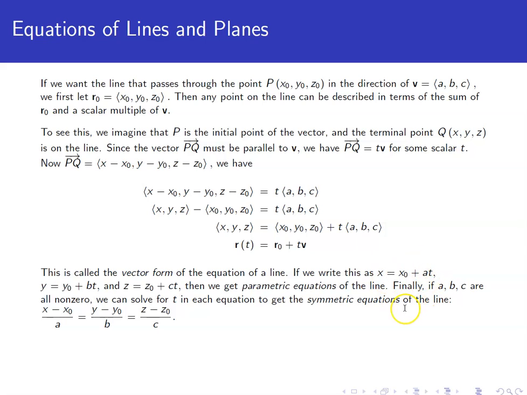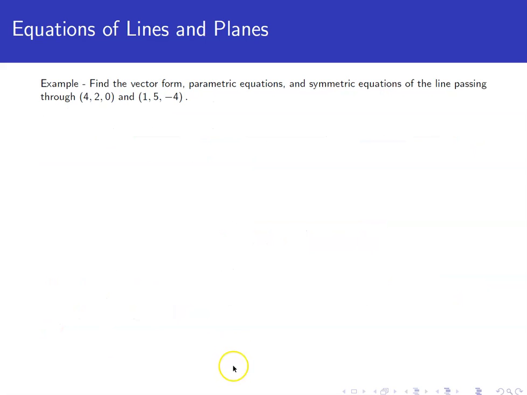Finally, if we solve each of those 3 equations for t and we put them together, we get what's referred to as the symmetric equations of the line. So we've got 3 different forms here. We've got a vector form, we've got a parametric equation form, and we've got a symmetric equation form. So let's see if we can do an example that looks at all three of these forms. Let's say we want to find the vector form, parametric equations, and symmetric equations of the line that passes through the points 4, 2, 0 and 1, 5, negative 4.